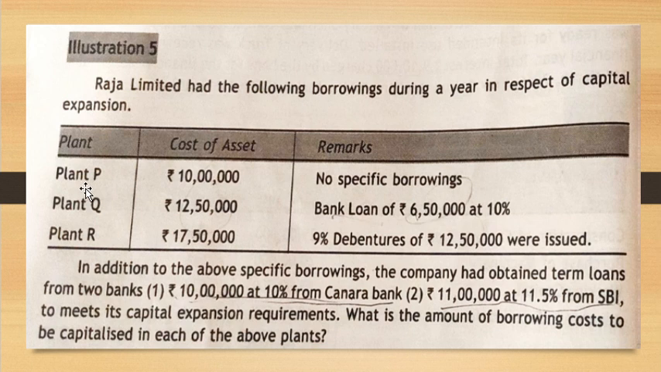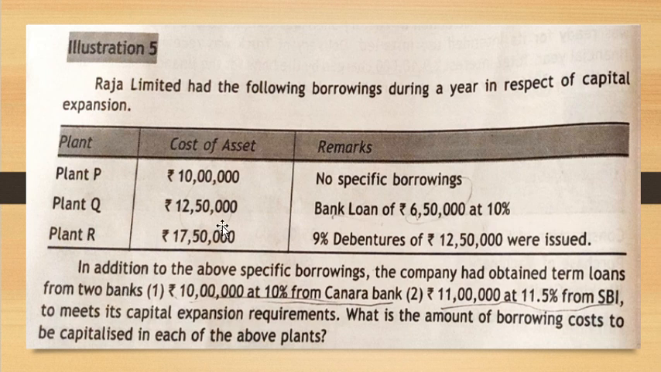So here, Plant P, which is costing 10 lakh, has no borrowings made. In Plant Q, which is costing 12 lakh 50,000, they have taken a loan only for 6 lakh 50,000. So what is the remaining amount which is to be satisfied? That will be considered with your other loans, the term loans you have taken.